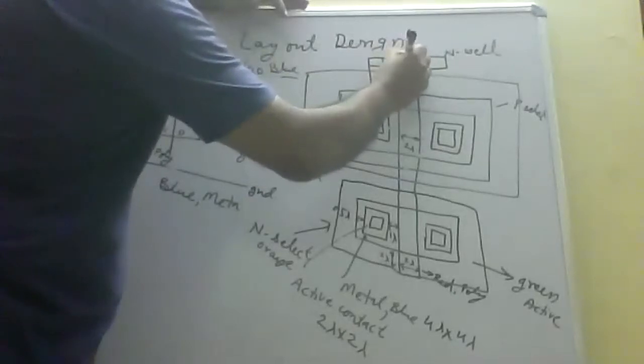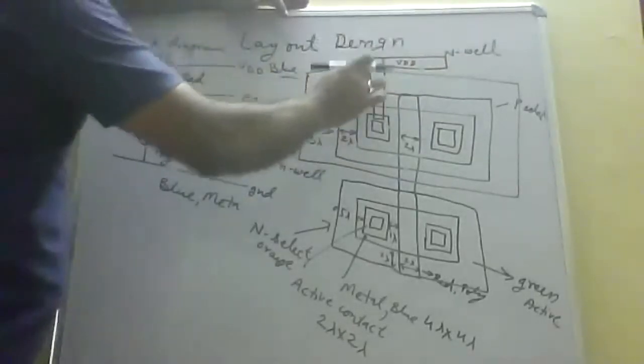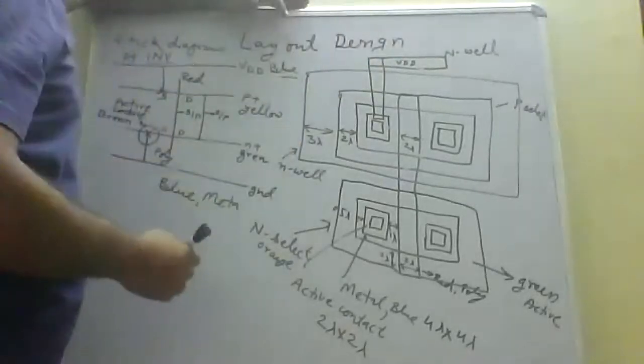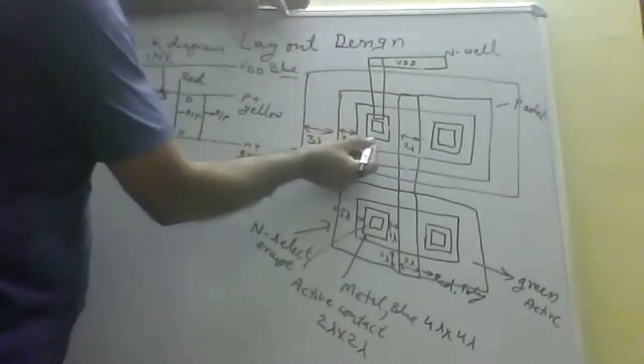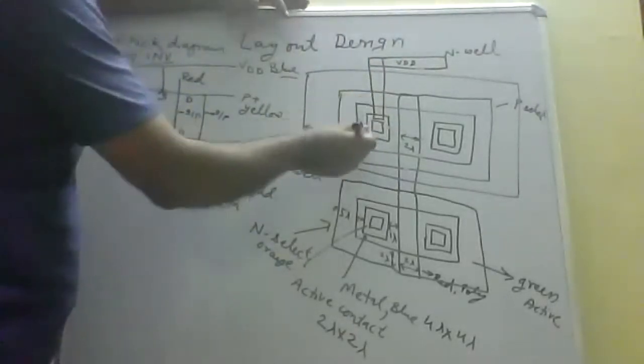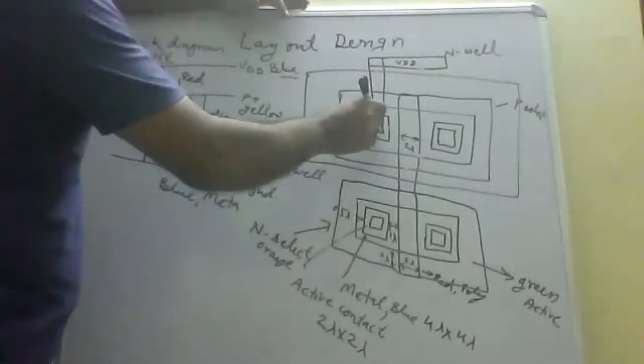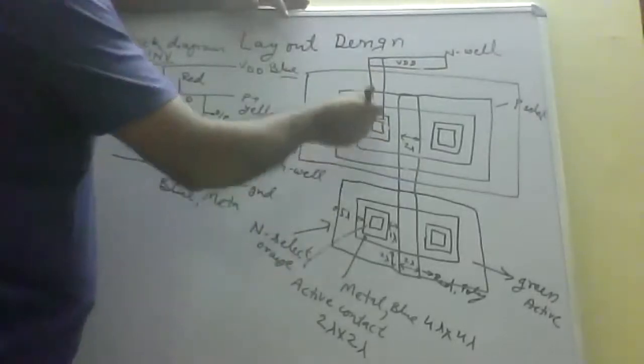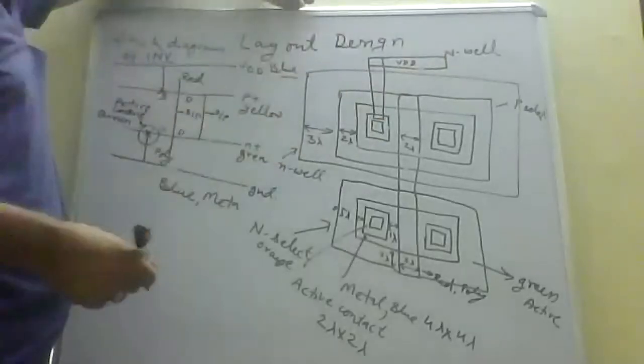This here is VDD. This is metal, this is also metal, so there is no need to connect here. It will be already connected. Here this is metal, these two are connected together, and the active contact will connect the active to this metal. That's why this metal will have a connection of VDD.